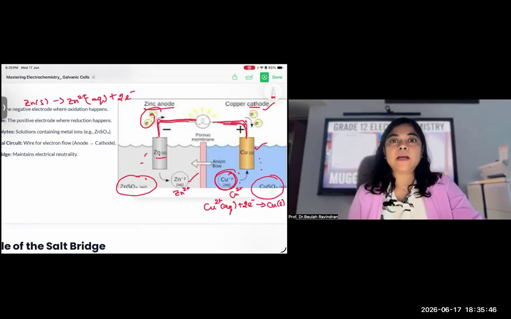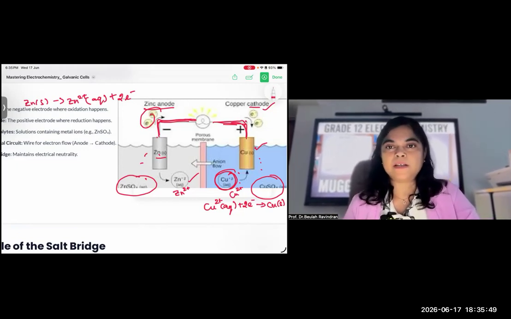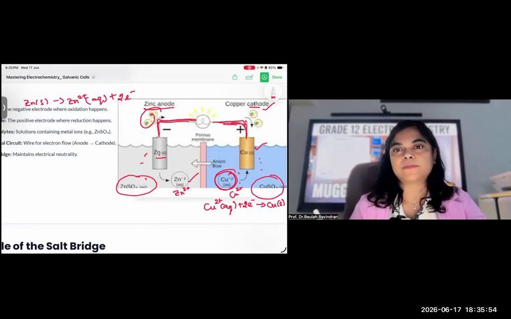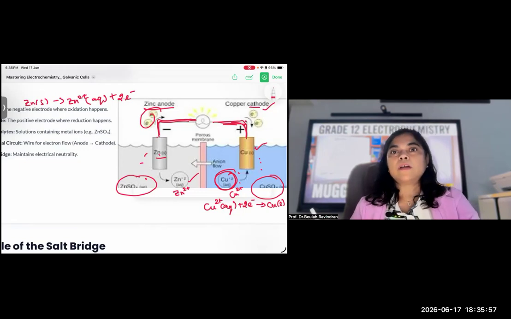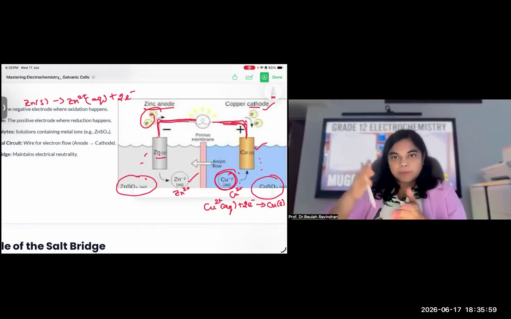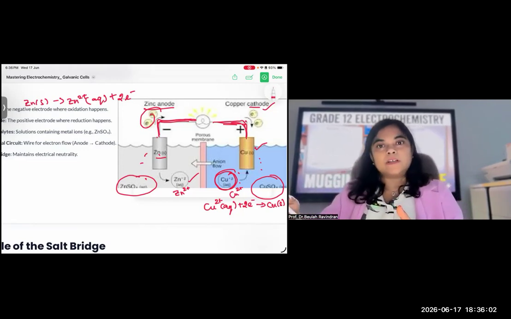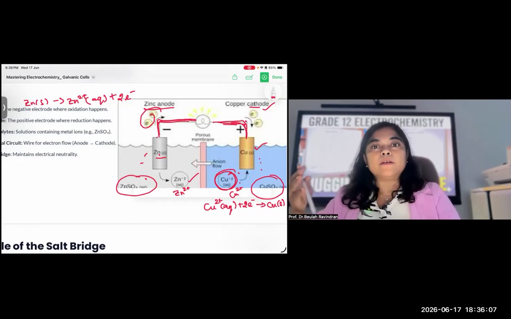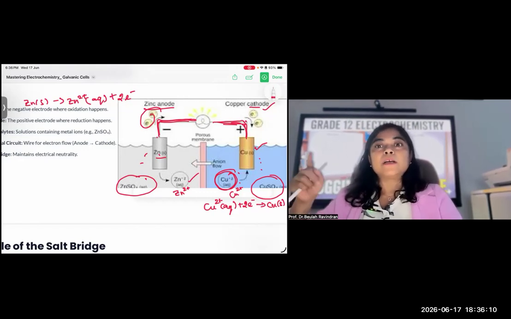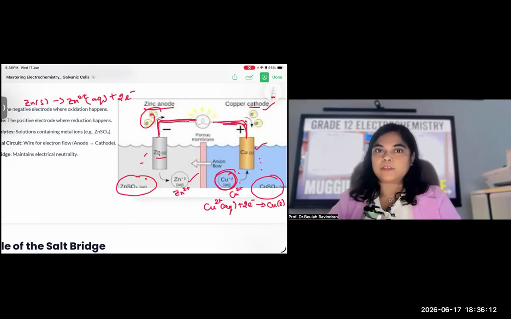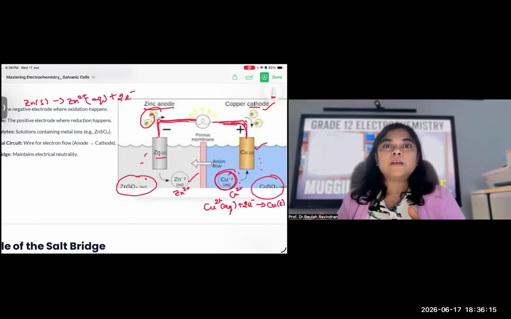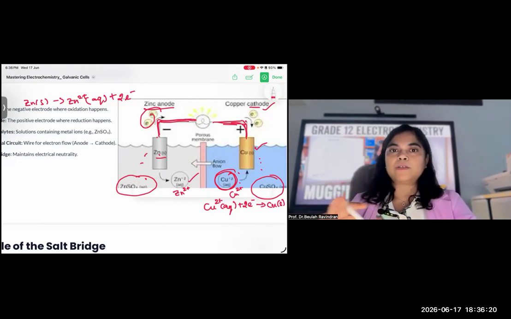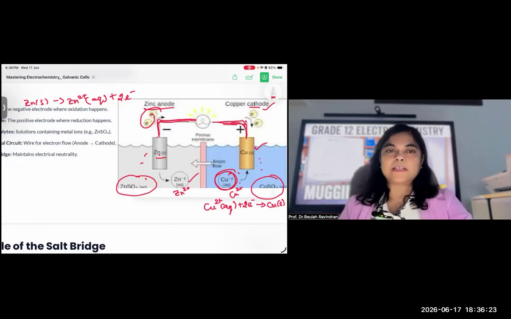But wait, there is a problem. As electrons leave the left beaker, it builds up a positive charge because of excess zinc 2 plus ions. The right beaker builds up a negative charge because copper 2 plus ions are leaving the solution. So the reaction would stop in a split second due to this charge buildup.